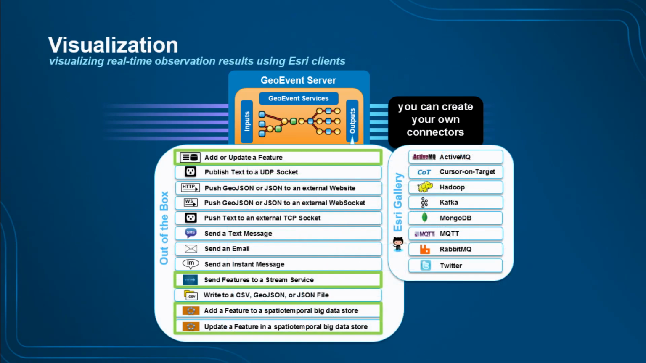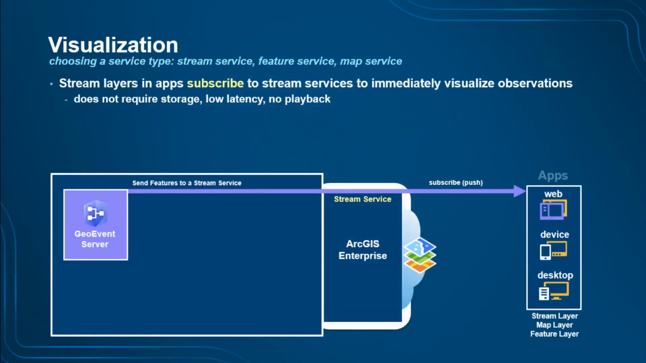All right, now if disseminating your data needs to include geospatial visualization, there's basically 5 out-of-the-box output connectors that you can use. You can add to a feature service, you can update a feature service. Specifically, you can add to a feature service in the spatiotemporal big data store, and update a feature in the spatiotemporal data store. And then the 5th one is that you can send features to a stream service. So there are a few ramifications for visualization options based on which one of these you choose. So let's go ahead and explore those in more depth here.